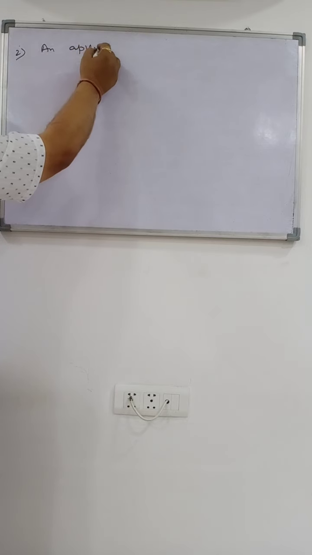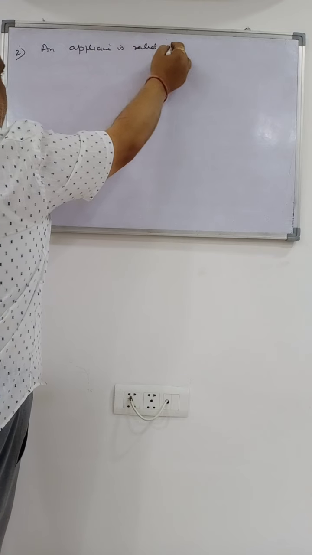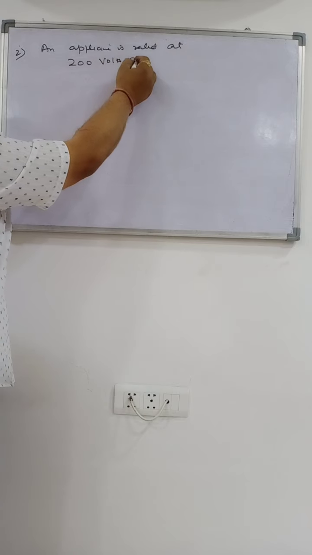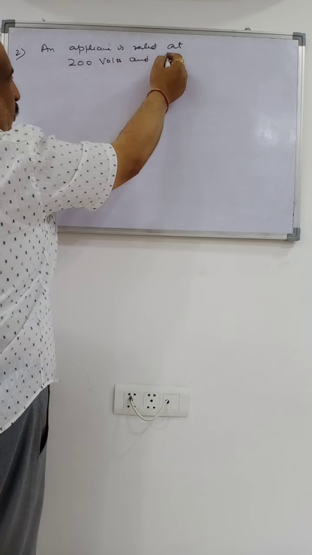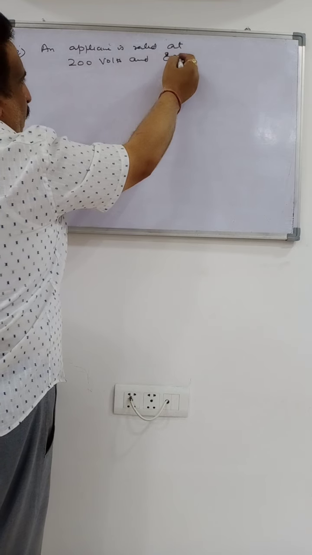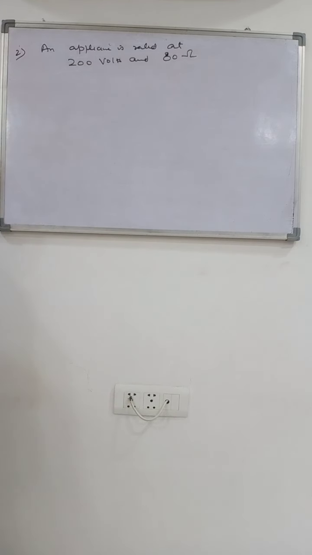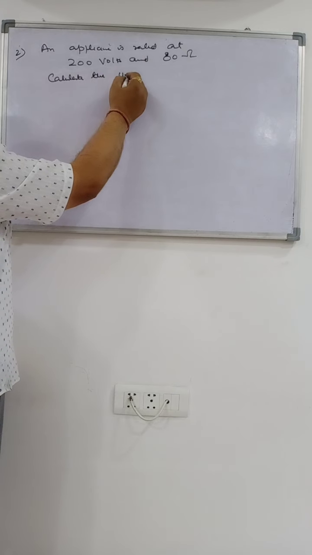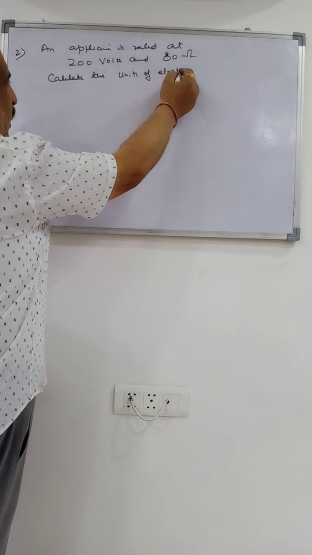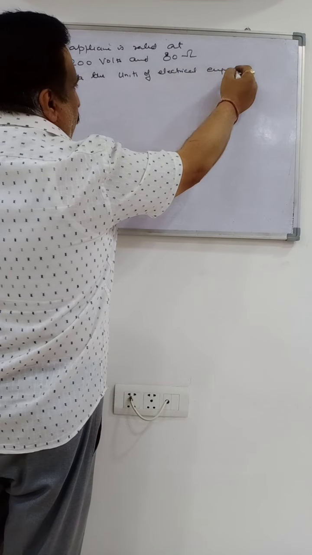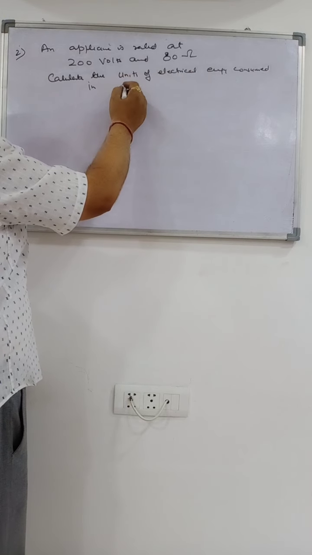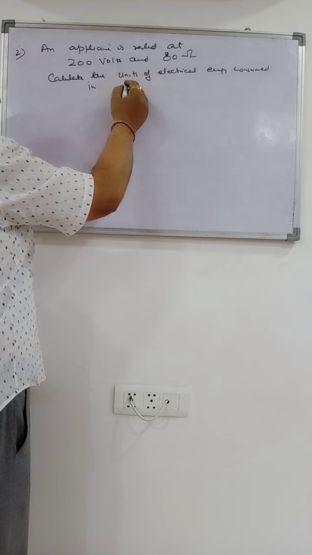An appliance is rated at 200 volts and 80 ohms. 200 volts and 80 ohms. Calculate the units of electrical energy consumed in 40 minutes.